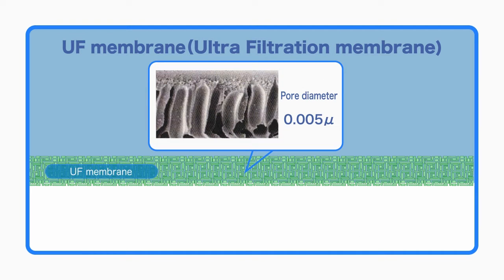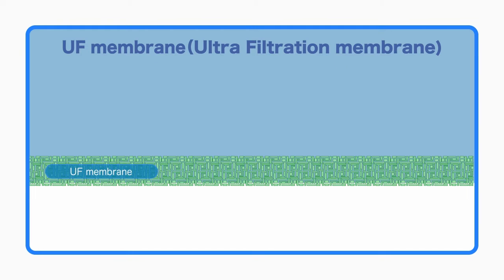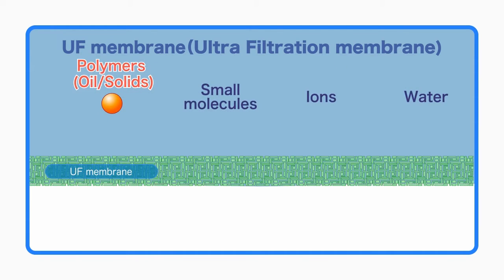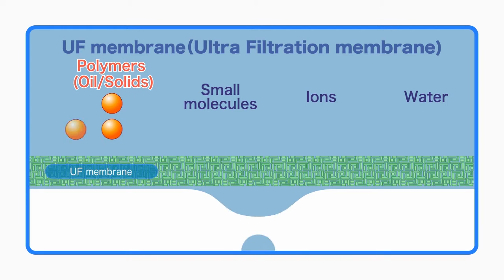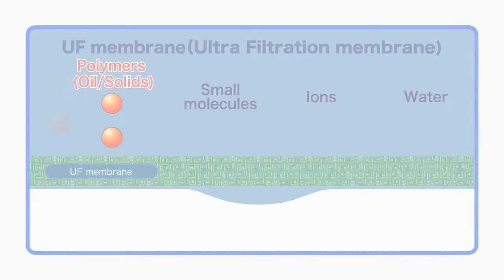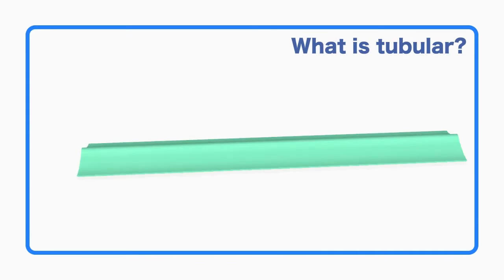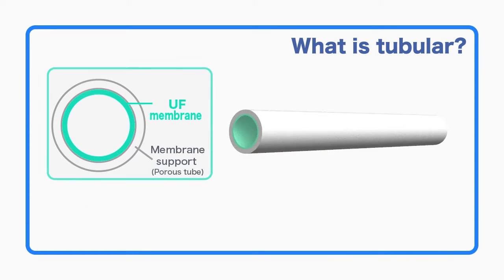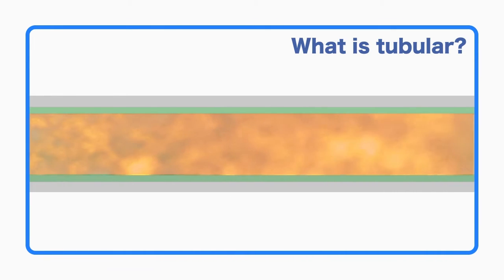The UF membrane in this system is an organic membrane with numerous fine pores. It has excellent chemical resistance, and it filters emulsified oil and solids. The tubular membrane has this UF membrane coated on the inside of a porous tube. The flow channel is large, with a diameter of 12.5 millimeters. The wastewater is passed through this channel for treatment.